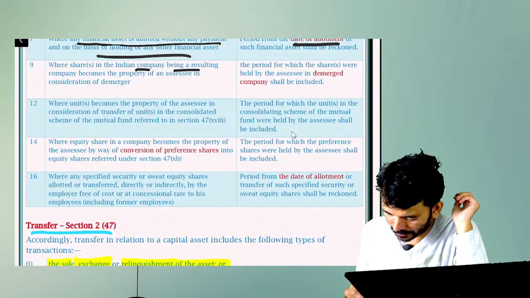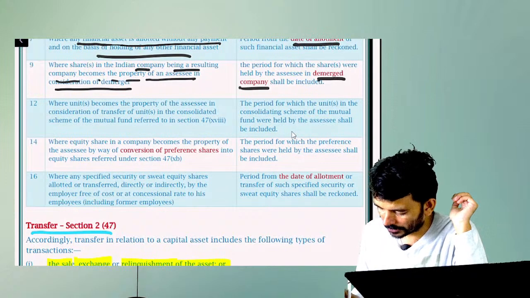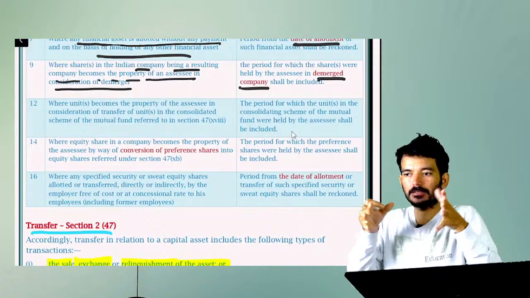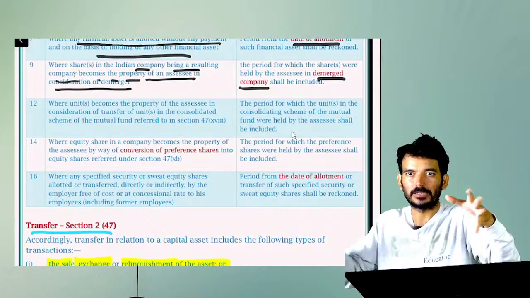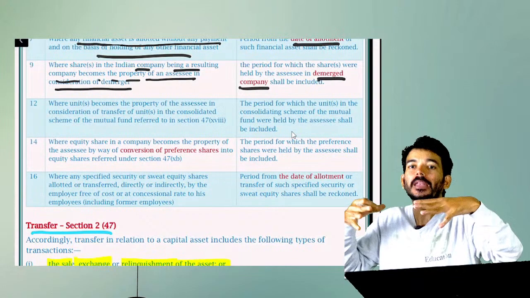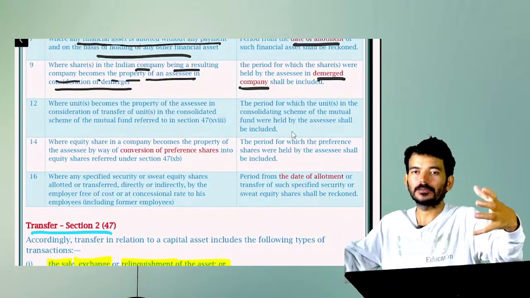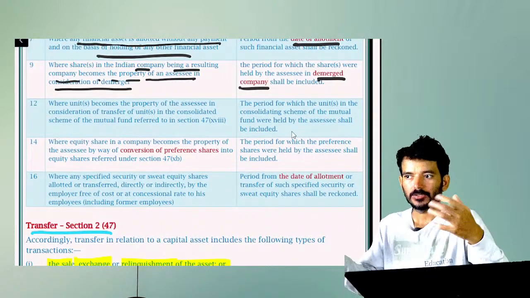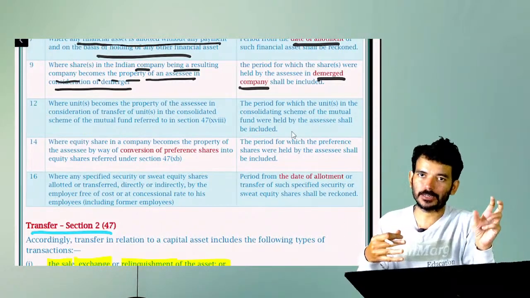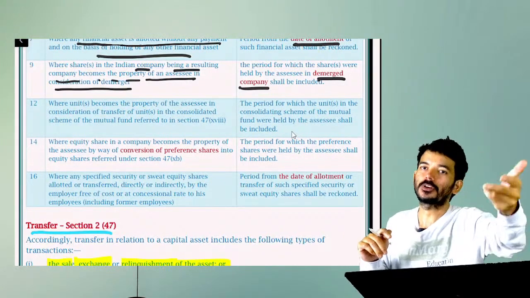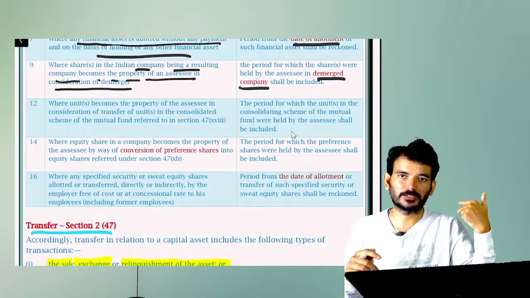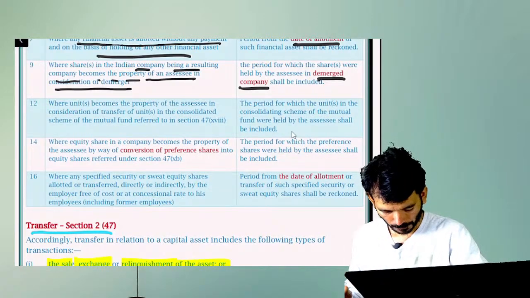Where shares in an Indian company, being a resulting company, become the property of the assessee in consideration of the demerger. So this is also the same as amalgamation. One big company is becoming two companies, like they are splitting it. So the big company is the demerged company. The small companies, the new companies, are all called resulting companies. So if you are holding any share in the demerged company and they are giving shares in the new company, then at that time you have to consider the period of holding in the demerged company, just like the amalgamation concept.